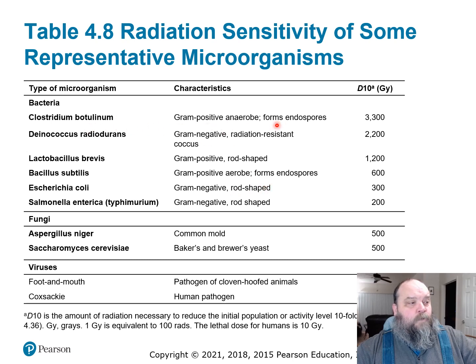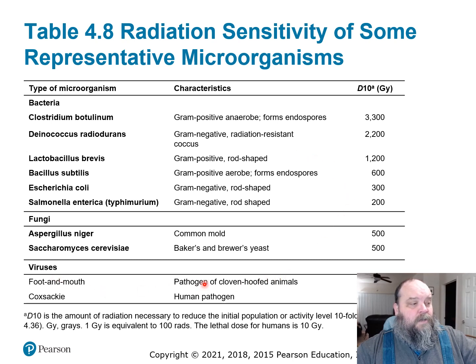Clostridium botulinum, which causes botulism. It's an endospore. 3,300 grays. That's 330,000 rads in a dose. Holy smokes. So yeah, that's why those endospores are hard to get rid of.